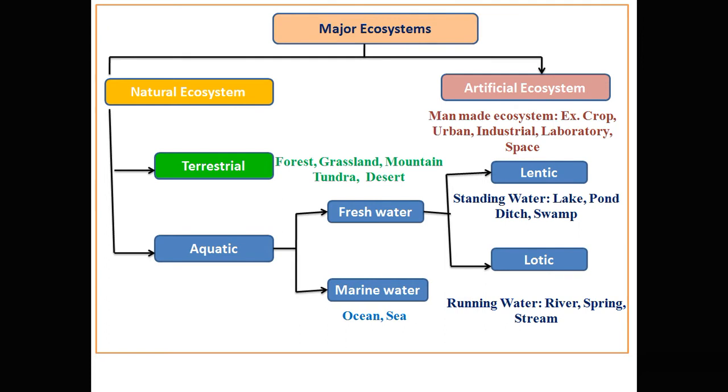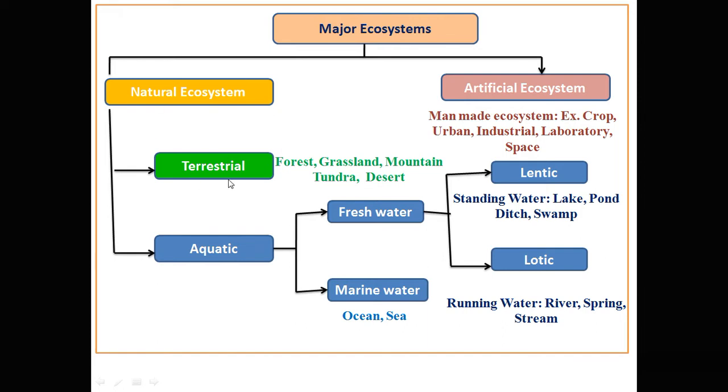Now, major ecosystems. There are two main ecosystems, natural ecosystem and artificial ecosystem. Artificial ecosystems are all man-made ecosystems. They are not naturally present, so they are man-made. Examples are crop fields, urban areas, industrial areas, laboratory space. These are all artificial ecosystems.